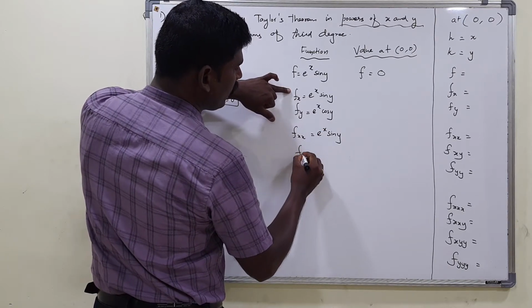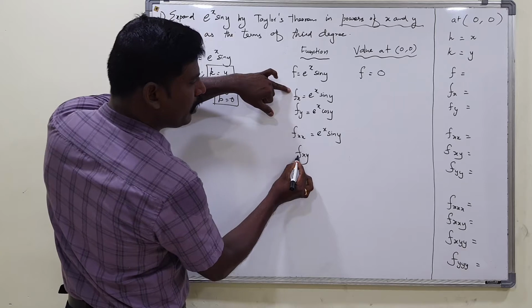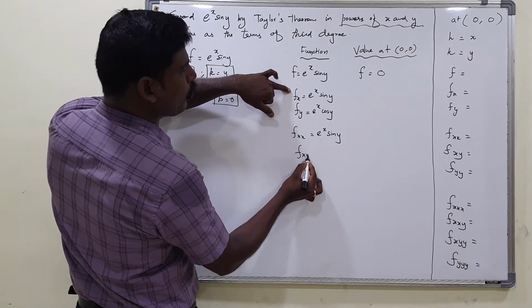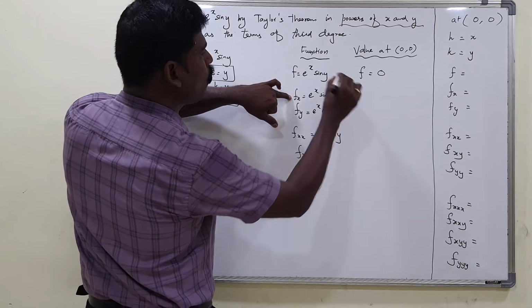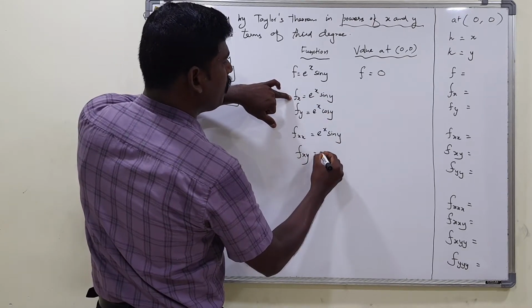Then fxy, isn't it? Partial derivative of fx with respect to y. This is fx. I am going to take the partial derivative with respect to y. So sin y becomes cos y, e power x is constant.